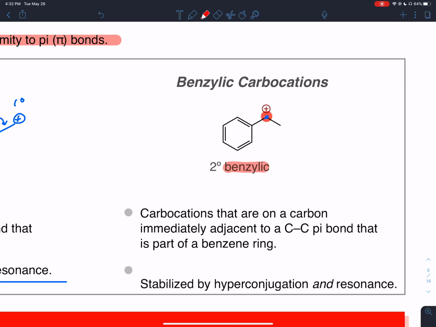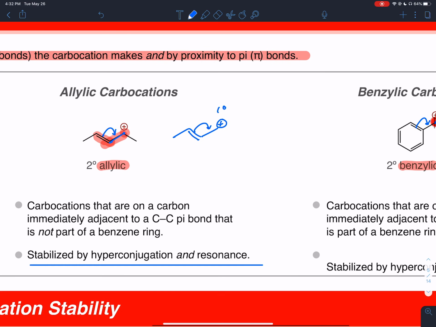This is the benzylic position. This is not the benzylic position. This is the benzylic position. And benzylic carbocations are also resonance stabilized, okay? So we love allylic and benzylic positions. Now let's think about kind of their evil counterparts, the less stable counterparts, okay?